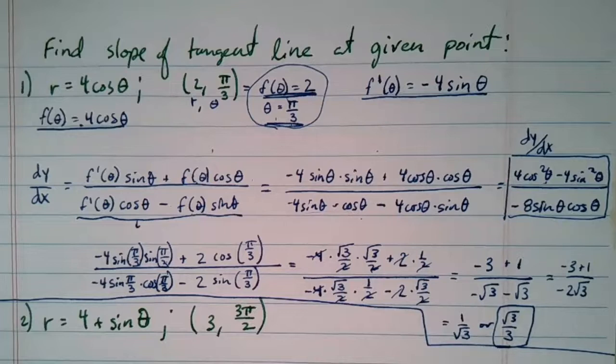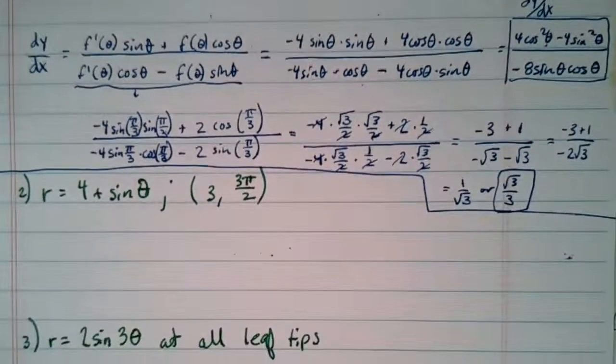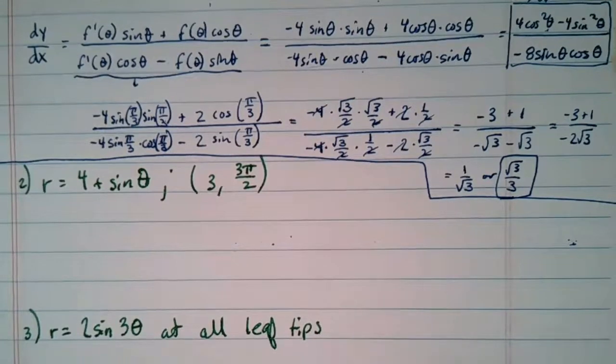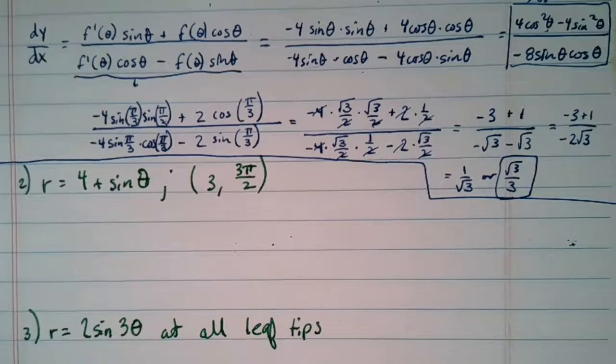Remember, the slope of the tangent line will always be a point. It will always be a point. Root 3 by 3 is our case here. Okay? So our second question is very, very similar. We are given r equals 4 plus sine theta.